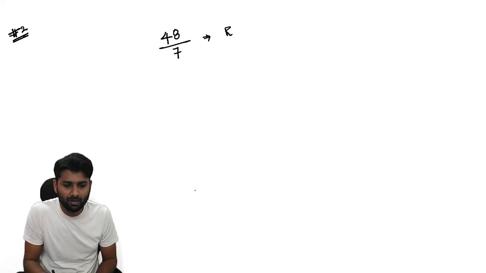Let's go for the second one. See, understand this concept, guys. Here, let's take this information. If 48 is divided by 7, can anyone tell me what the remainder is? And remember this point, guys.